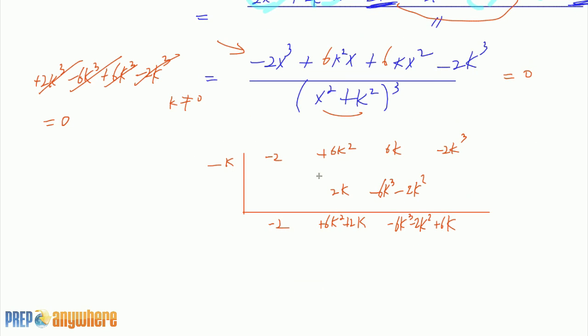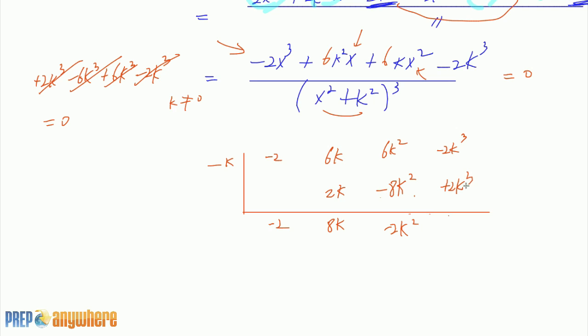Okay, so this is not working because I messed up the coefficients. This is power of 2, this is power of 1. Okay, so 6k and 6k squared. Okay, it should be like that. So now it's 2k, so continuing on, you get minus 2k squared and you get positive 2k cubed, so it gives you 0.